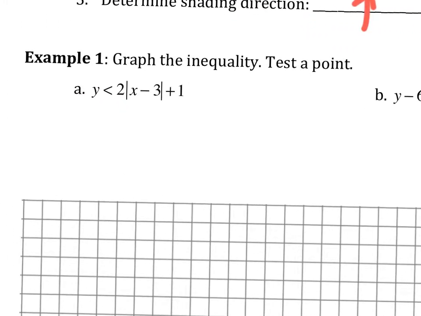Let's interpret. There are 5 pieces of information I need. Number 1, what kind of line is it? Dashed or solid? We see here, it is a dashed line. So I'm going to just write that down for my own sake. It's a dashed line. Which way am I going to shade? Below or above? Well, because y is by itself, I'm going to shade down, or shade under the curve, or under the V.